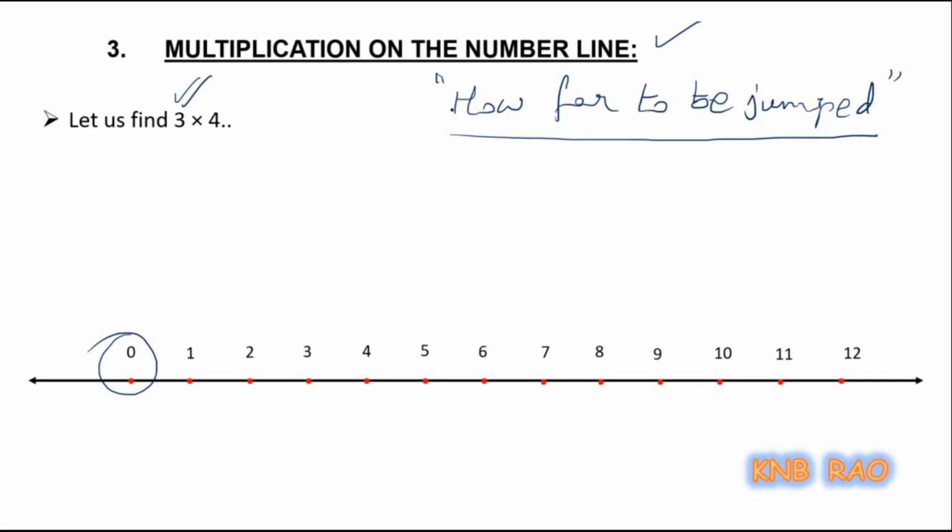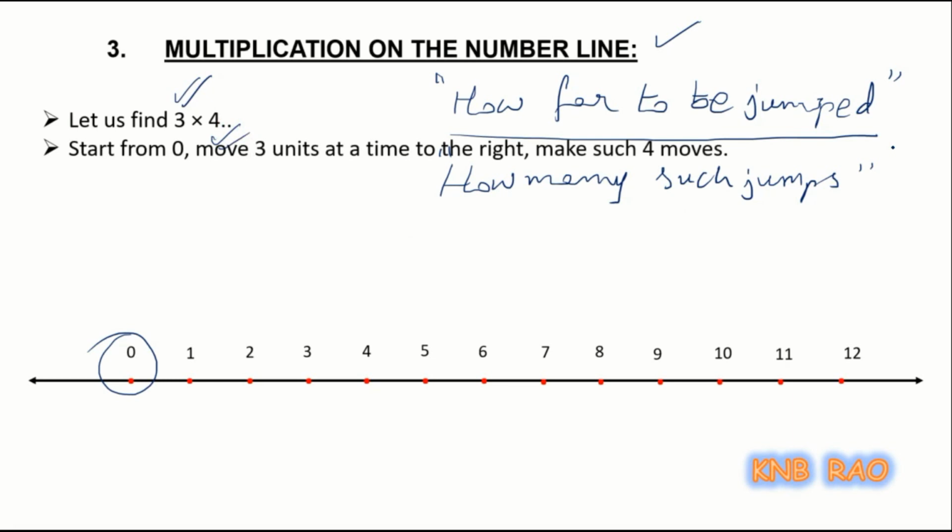Next, what does the other tell? The other tells how many such jumps are to be done. So one multiplicand tells us how far to be jumped, another multiplicand tells us how many such jumps are to be done. This is what multiplicands give us. Now, as I said, we will start from 0. After starting from 0, move through units.